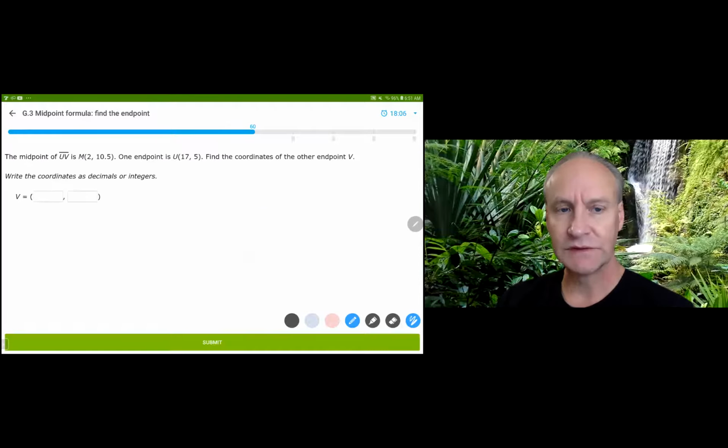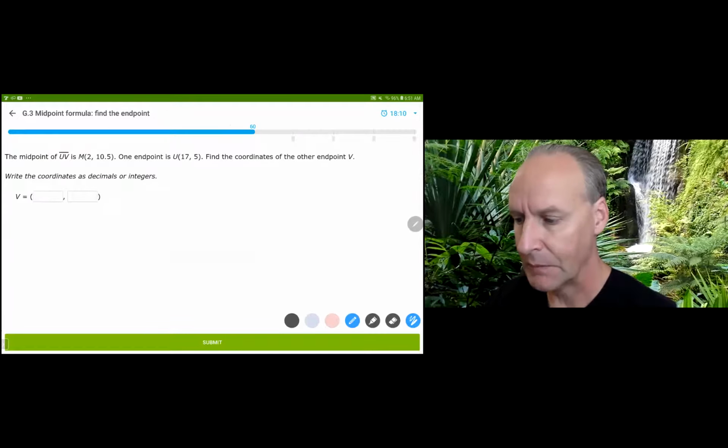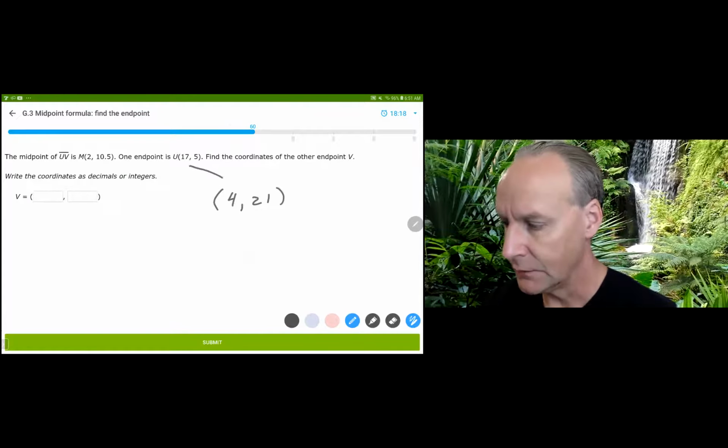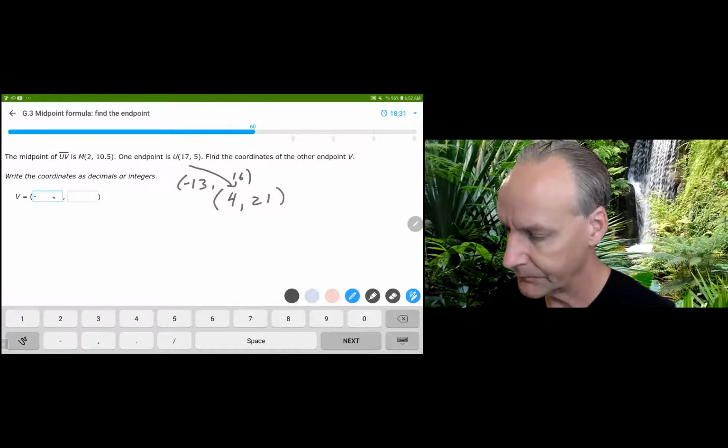Now, hopefully you don't just look up the shortcut, because it's important to understand where the shortcut comes from. The midpoint is 2, 10.5, so double the midpoint is 4, 21. And I need to subtract 13. That means it's a -13 for the x. And my y is 5 and 16 makes 21. So I'm looking at -13, 16.